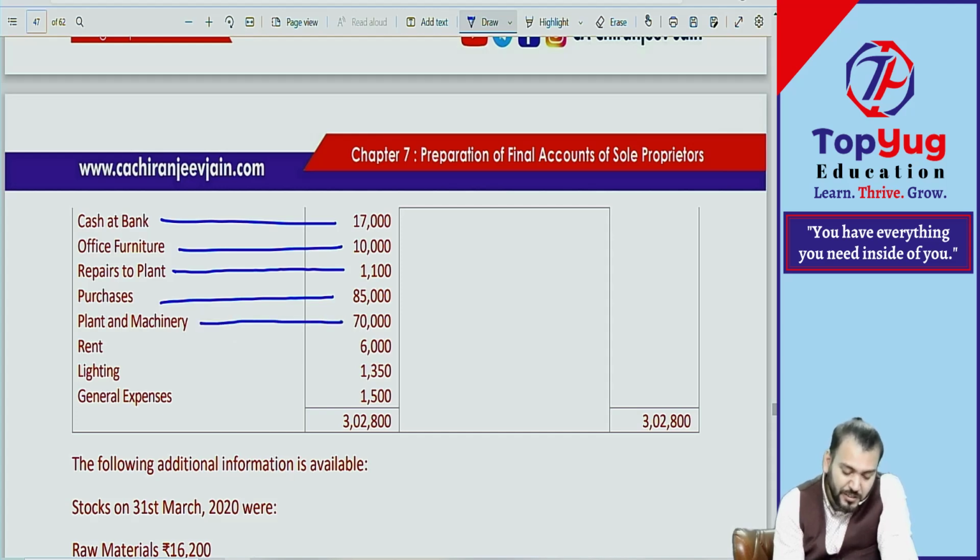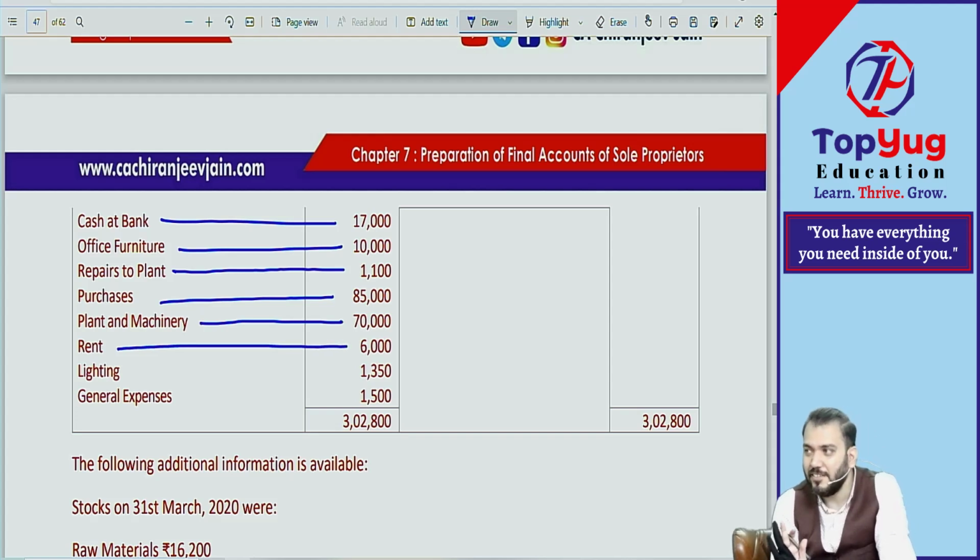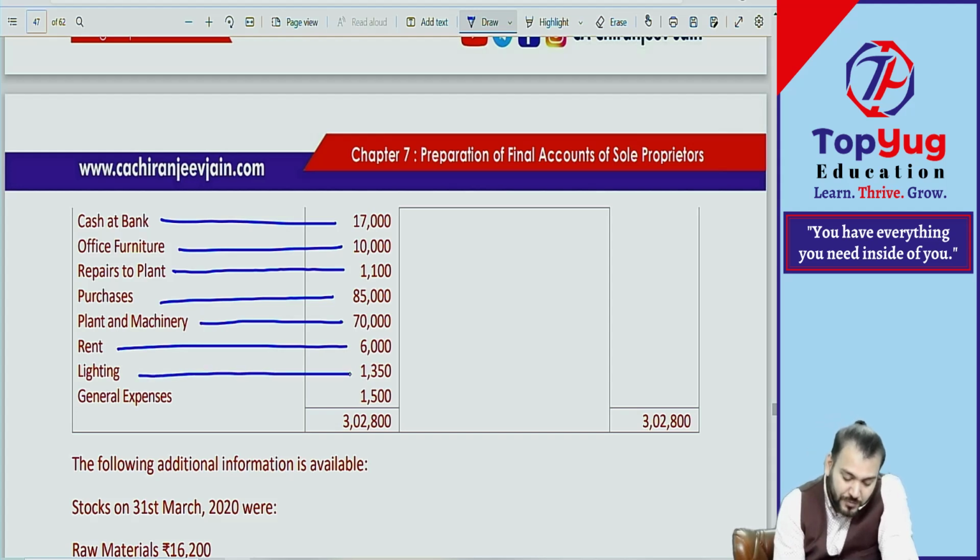Plant and machinery, rent. Nothing is given, this is not factory rent. Rent is given, so it is PL account. If they have given factory rent, it will go to what? Manufacturing account. Correct. Lighting, now there will be confusion. There will be lighting in factory also, and there will be lighting in office also. If nothing is given, let us assume office only. Correct now. Okay, so lighting, general expense.